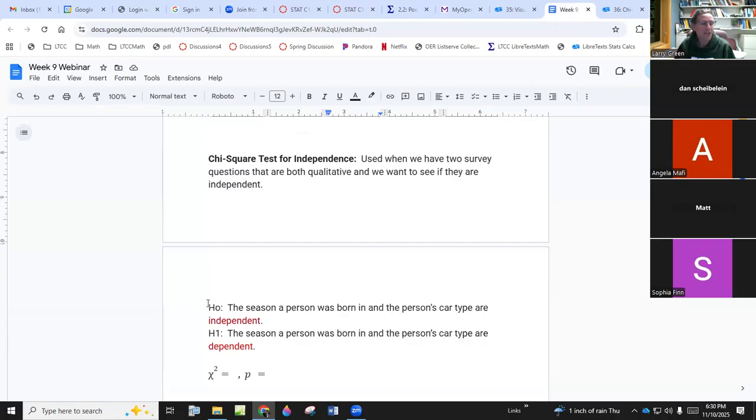So H naught, the null hypothesis, is the season a person was born in and the person's car type are independent. Hopefully you all know I said one word a lot louder than the rest. And H1 is the season a person was born in and the person's car type are dependent. If you don't have the word independent for H naught and the word dependent for H1, you lose a lot of points. Got it?